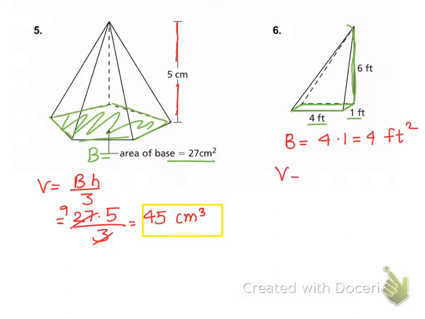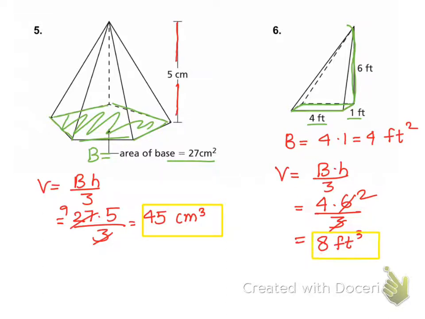And what's the volume? That's base area times height over 3. Base area is what? 4. Height is what? 6 over 3. You simplify it and you get 8 feet cubed. That's your answer. All right, I hope you get it. Let's move to the last 4 problems.